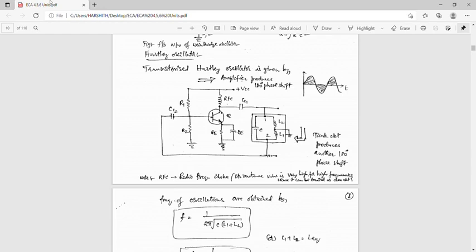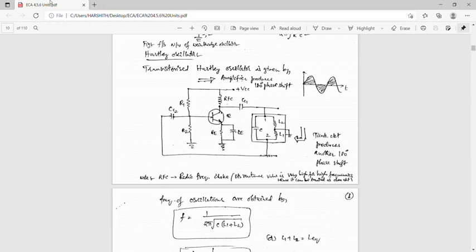In the RC phase shift oscillator, the frequency variation is difficult. In the Wien-Bridge oscillator, by mounting the two capacitors on a common shaft and varying their values, the frequency can be varied. So, this is the comparison of the RC phase shift oscillator and the Wien-Bridge oscillator. And the next one, LC oscillators.